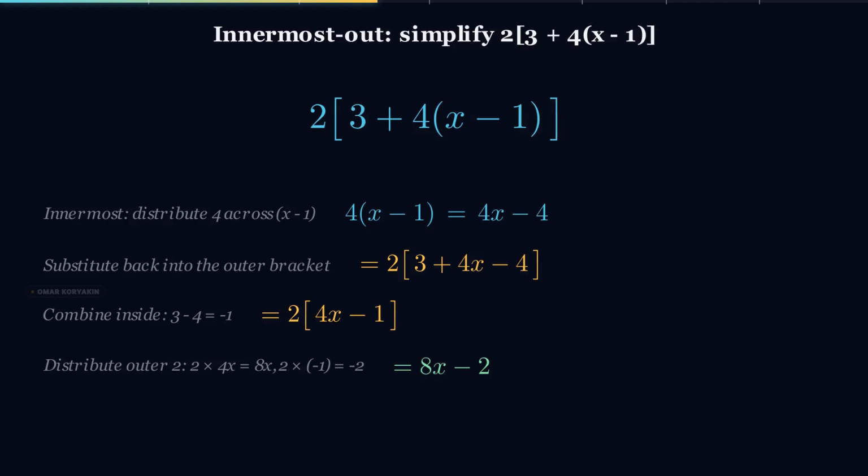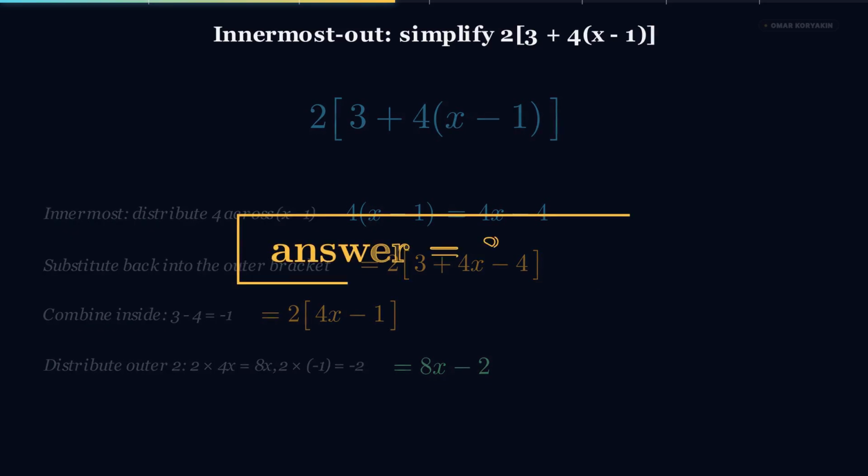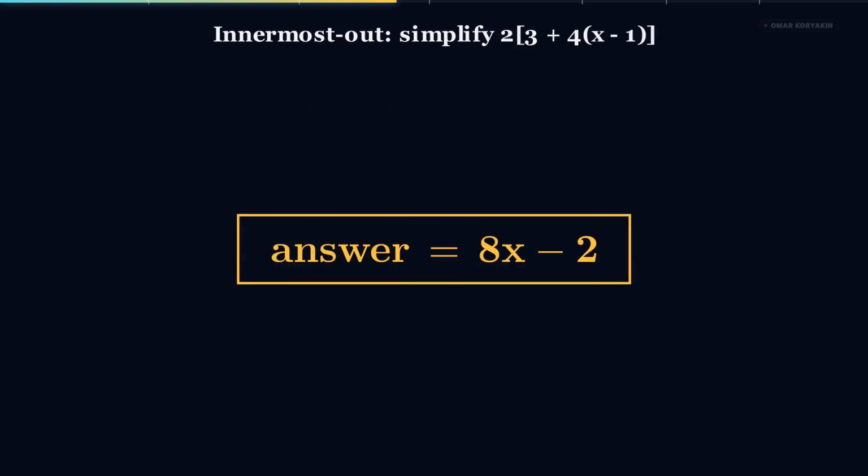Step 4. Distribute the outer factor 2 across the simplified bracket. 2 times 4x equals 8x. 2 times negative 1 equals negative 2. So the entire expression simplifies to 8x minus 2. Notice how the workflow always goes innermost first, then combine inside the next layer out, then distribute the next outer factor. So the answer is 8x minus 2.